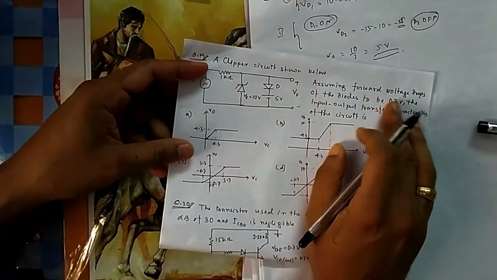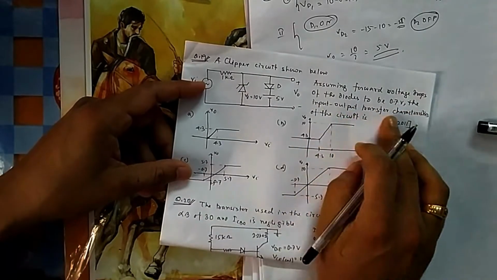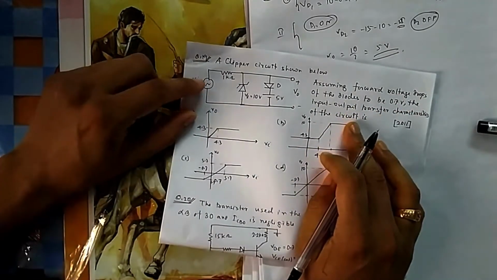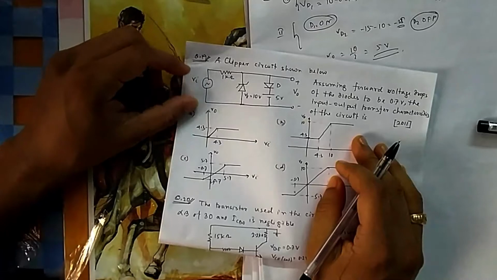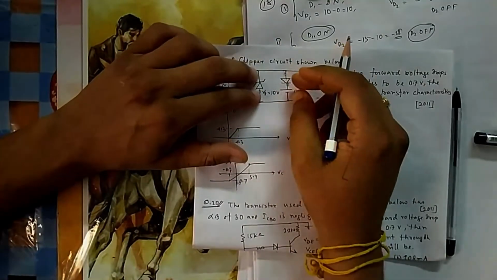So what is given in question 19? A clipper circuit is shown. Assume the forward drop of the diode is given as 0.7. They have given the input-output transfer characteristics. Now suppose this is the positive half cycle, it is plus, it is minus. I have removed this one and this one.